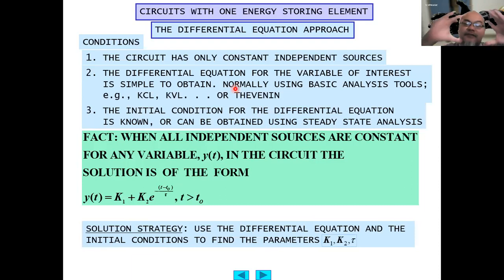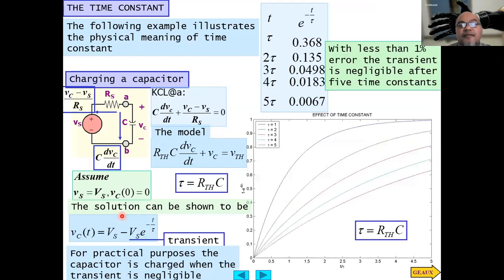So after you derive the equation for that particular circuit, you need to rearrange it such that it will be expressed in this standard form. Sorry, the previous standard form, like this: tau dx/dt plus x equals the forcing function. The forcing function here, if it contains only a constant independent source, will be a constant.